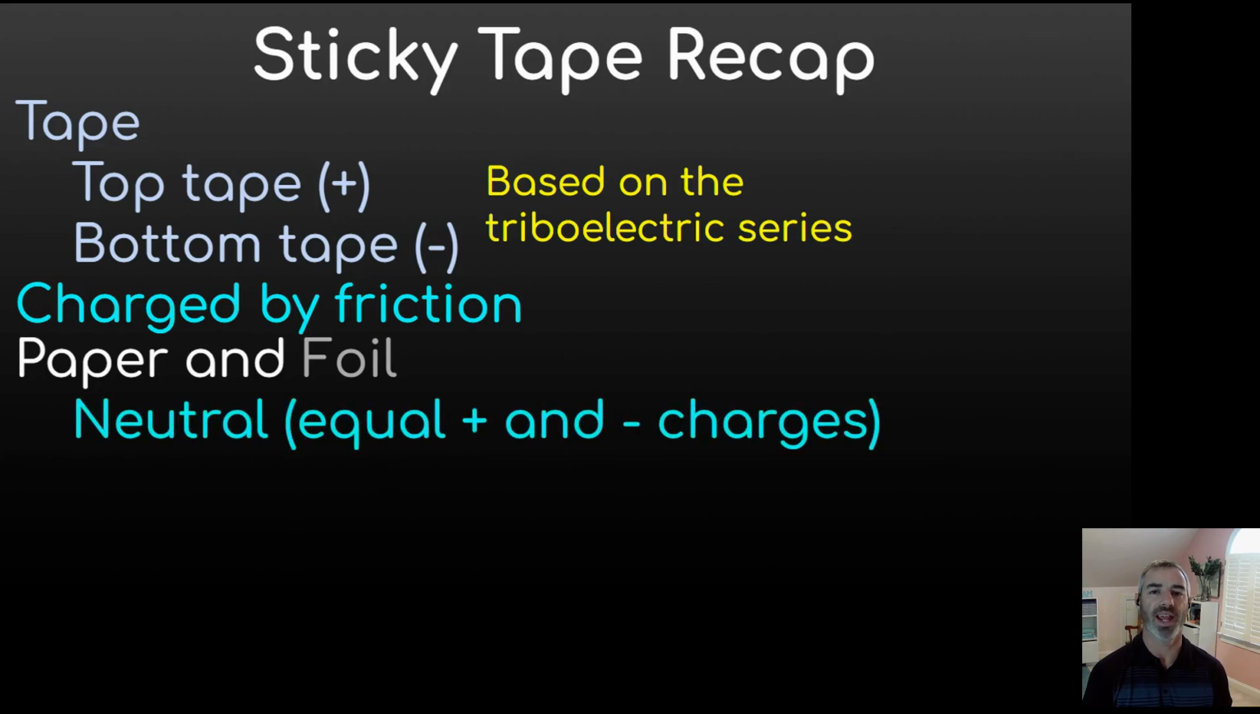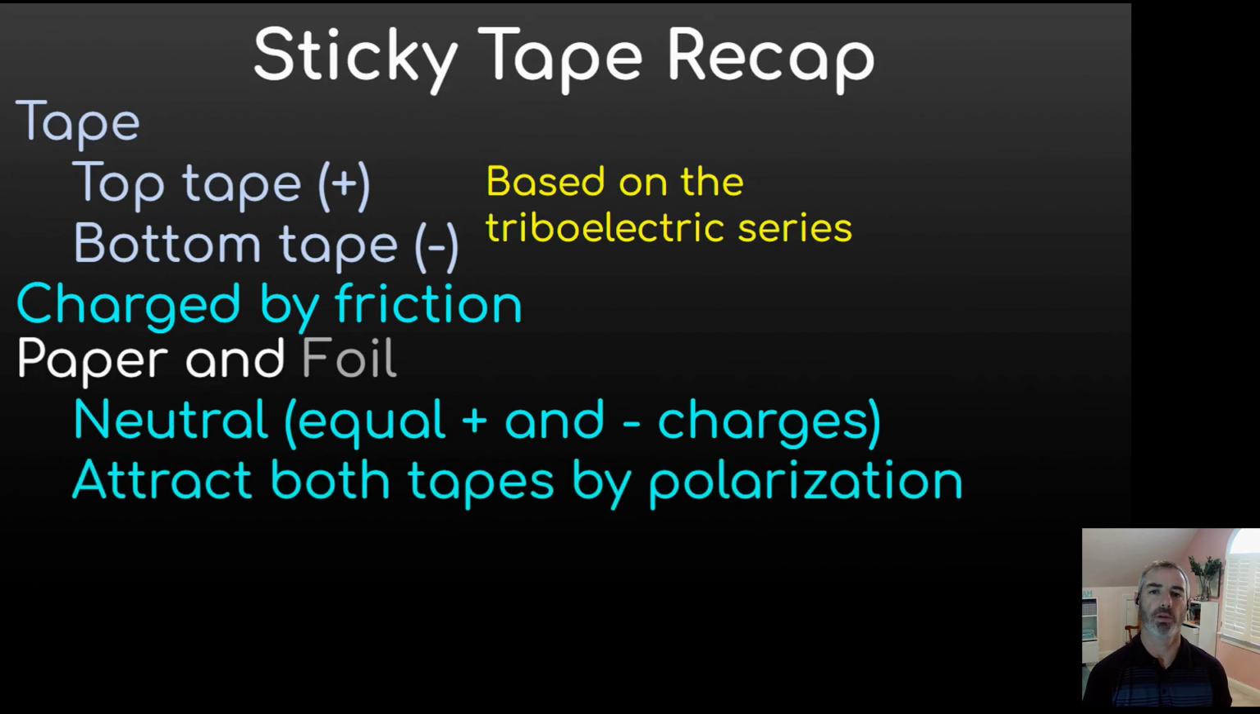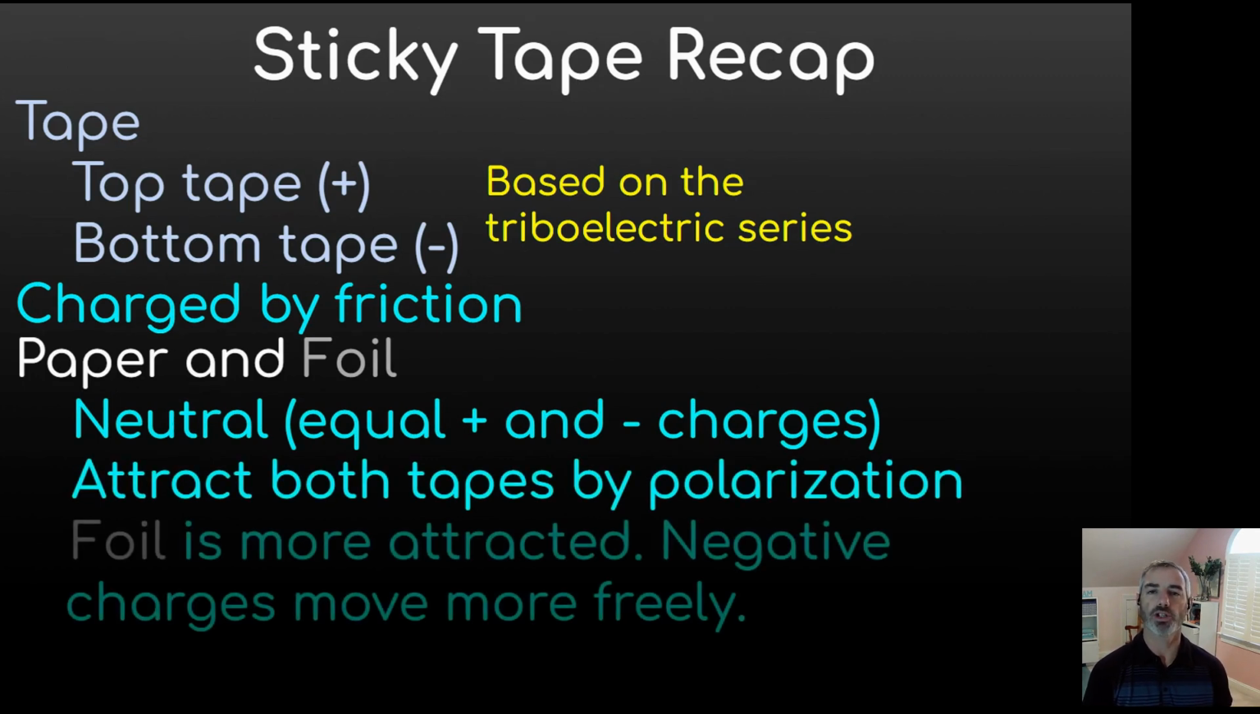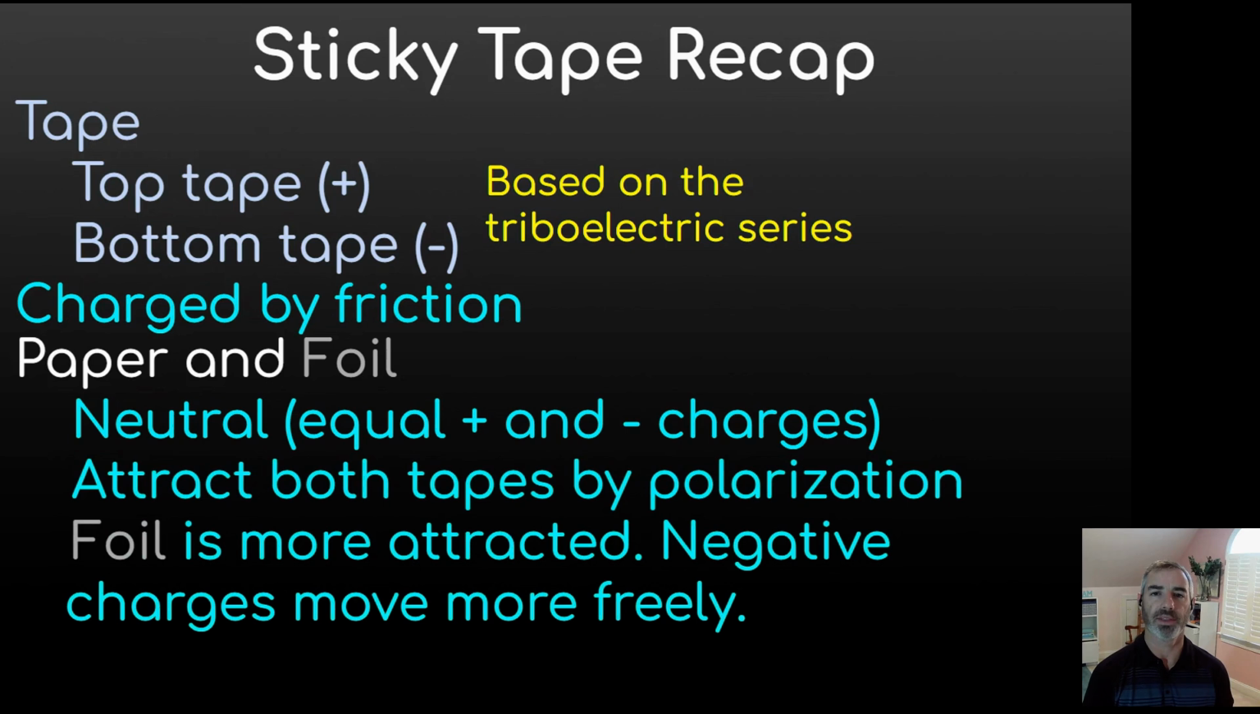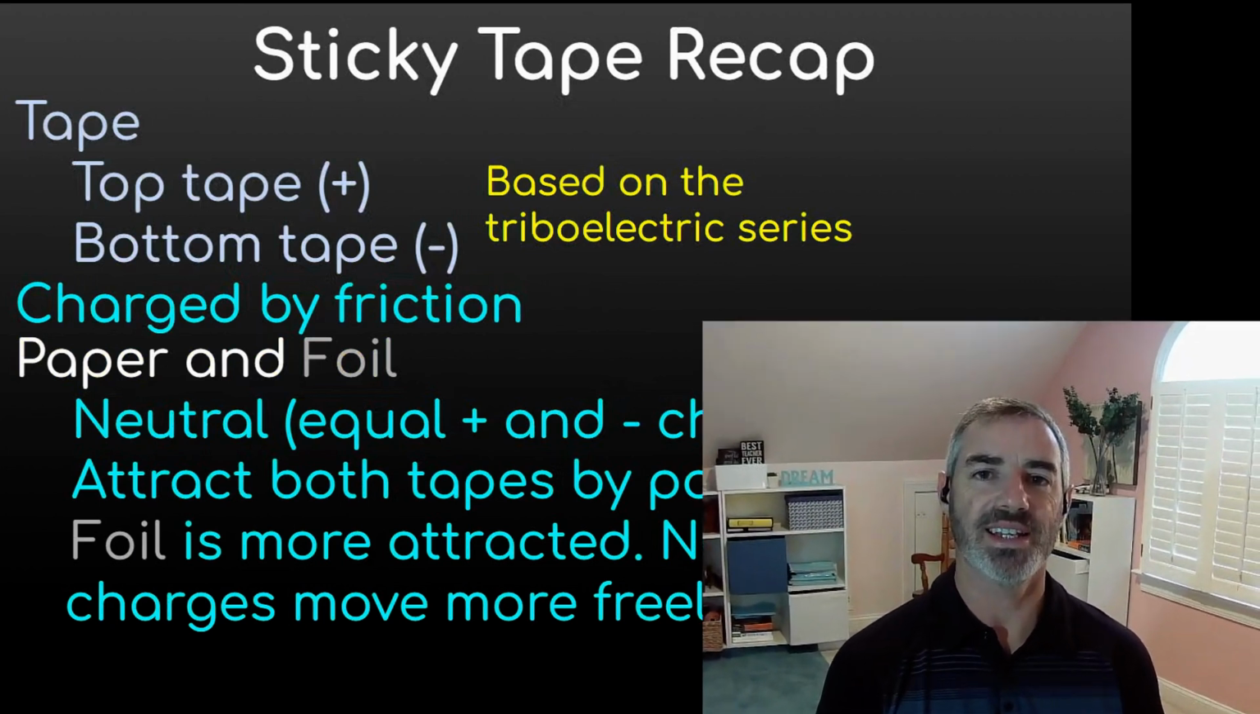And then the paper and foil, we know that those are both neutral objects, which means they have equal positive and negative charges, and they attract to both pieces of tape by polarization. The foil is more attracted because of its structure at the molecular level, causing the electrons to be able to move more freely. So that's why the foil attracted more than the paper did. So this is a recap of the sticky tape activity.